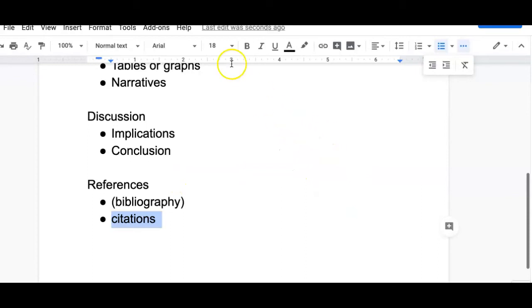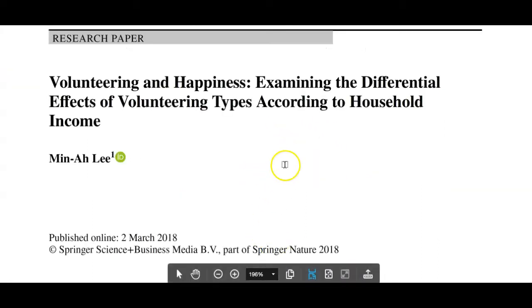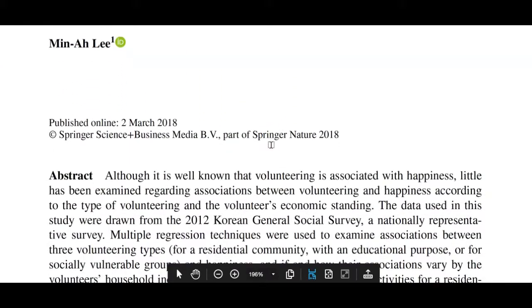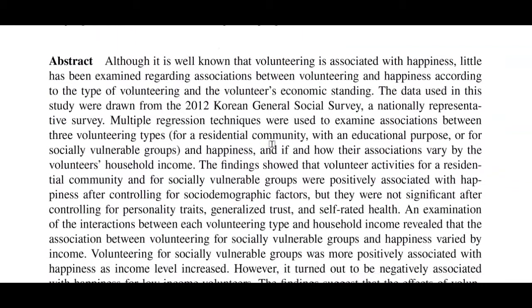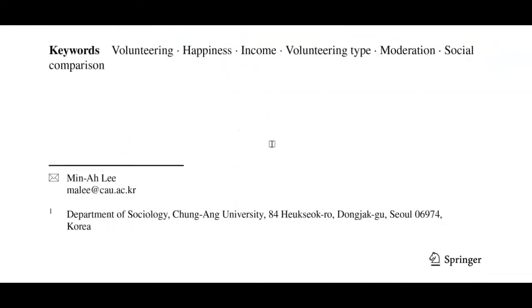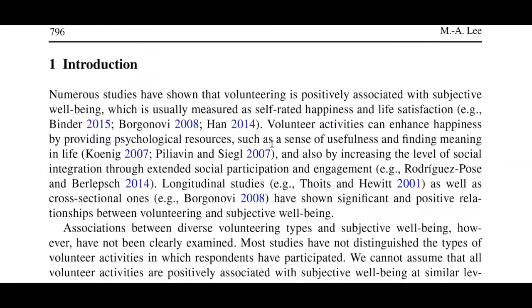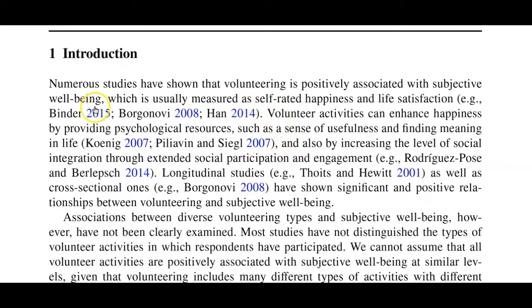Now, when you look these things up in an actual document, here's an example of a research paper. You can see here's the abstract. This is a PDF file of it, but here we go. Here's the introduction. And you can see here, this is how this particular author has talked about and has cited those sources. You can see the review of the literature.